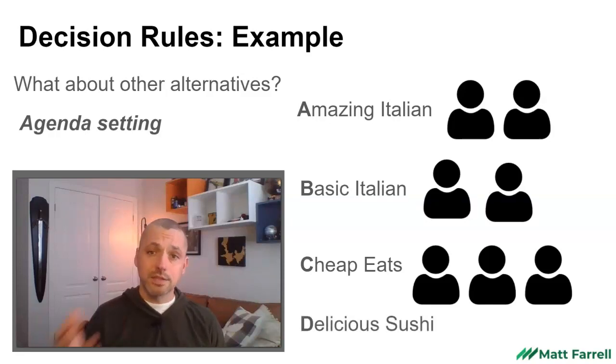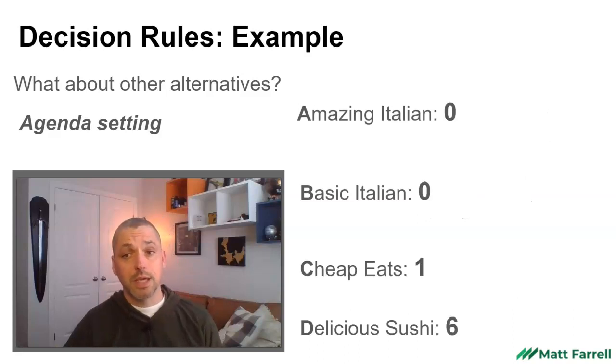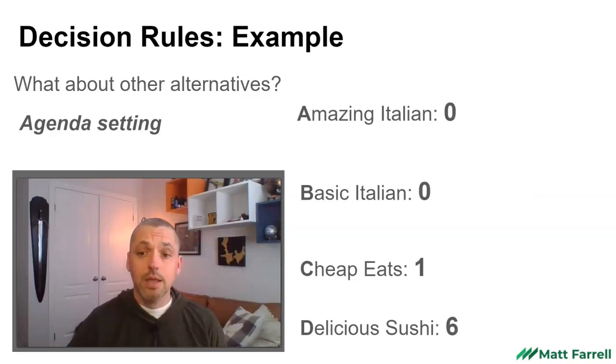Let's say there was a fourth option. Option D, delicious sushi. Would that change the dynamics? Would we get a different result? And let's say we canvassed the group, and yes, we would. Sushi would overwhelmingly win, almost unanimous. So sushi would get 6 votes, fast food 1, and people's preferences for Italian would drop off. So in this case, agenda setting has proven decisive.